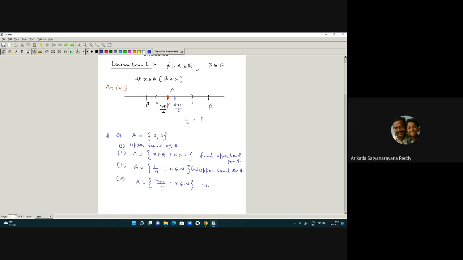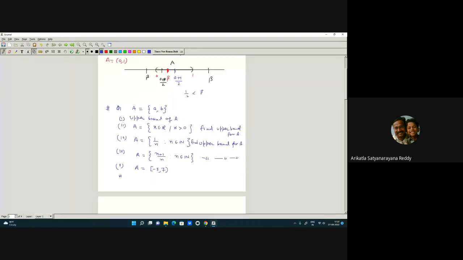Okay, next question. Question number 2, you can write. These are all of similar type. So question number 2: A is a subset of B, and alpha is an upper bound for B.